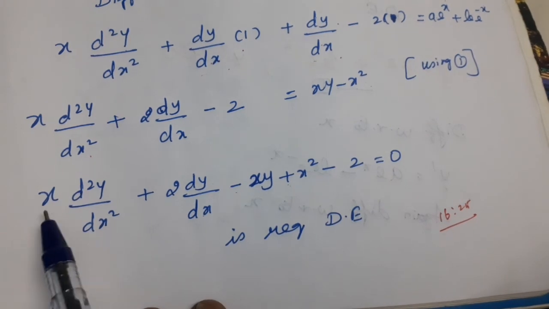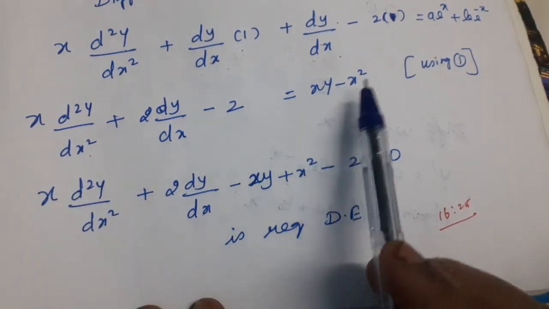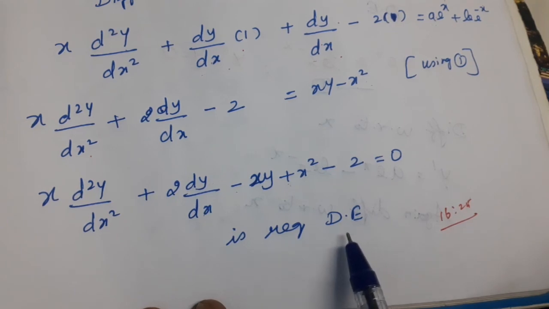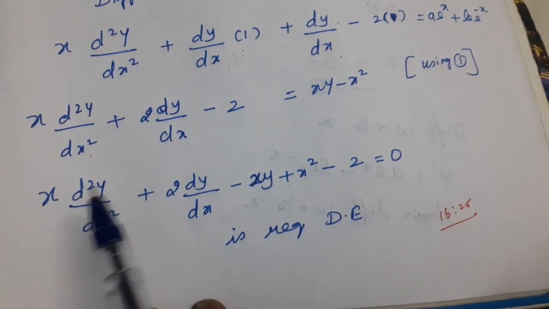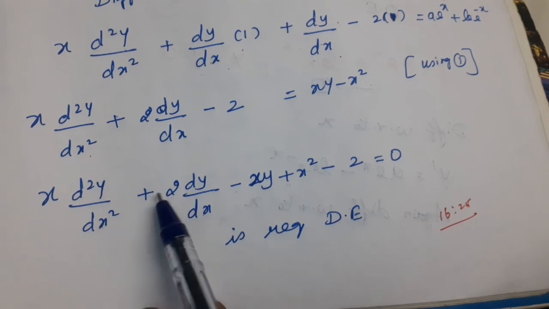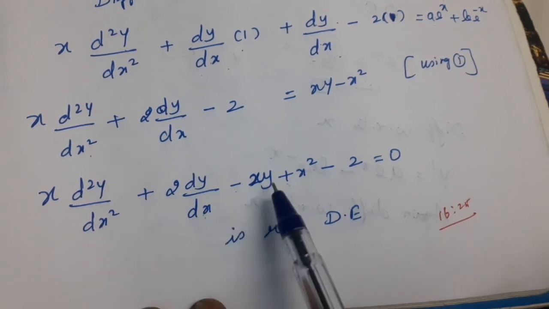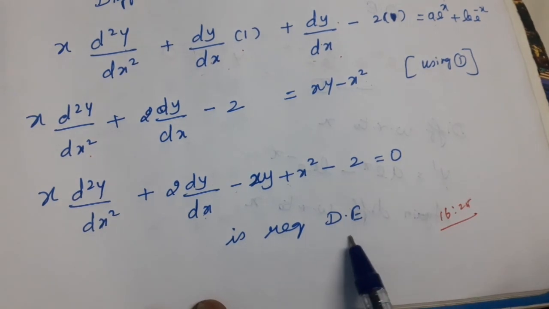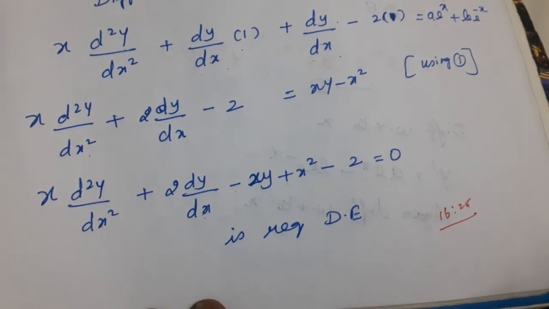So what is the final step? The plus goes to the other side, minus becomes plus. This is the required differential equation: x into d square y by dx square plus 2 into dy by dx minus xy plus x square minus 2 equal to 0. Thank you, students.